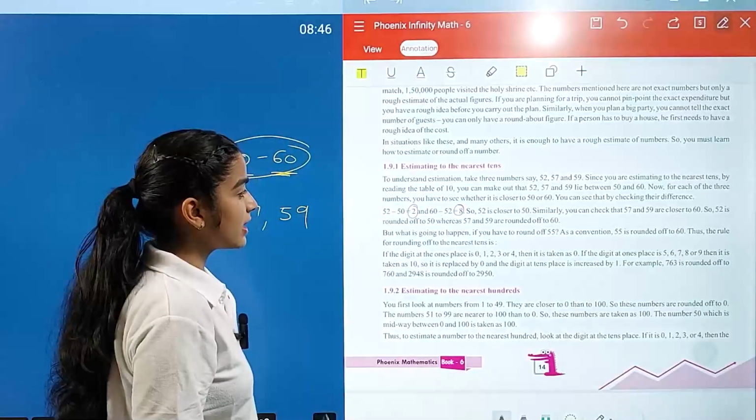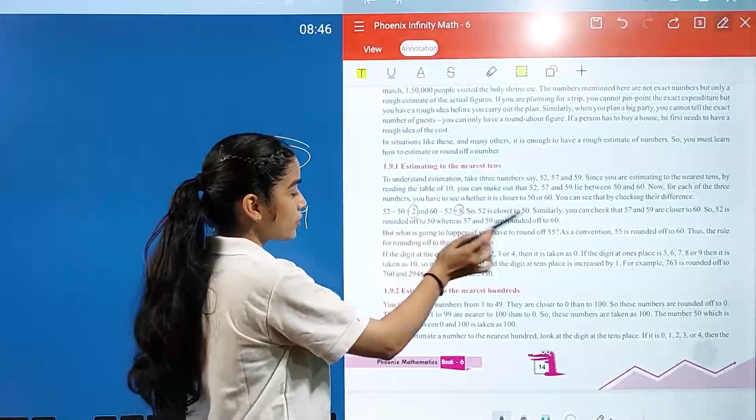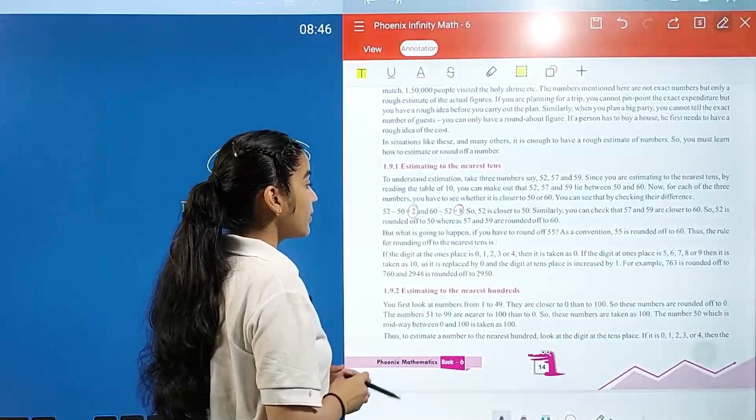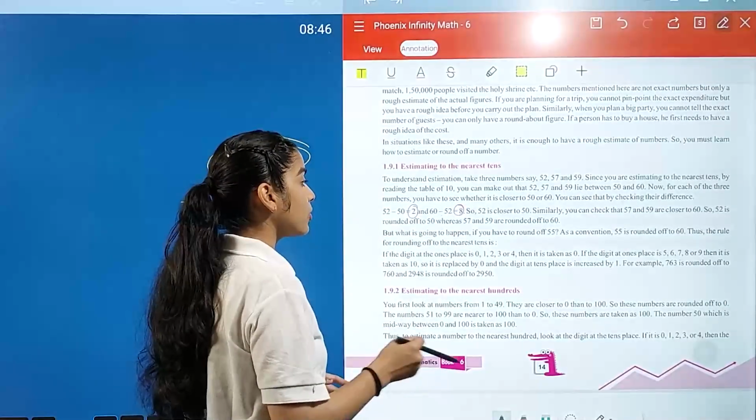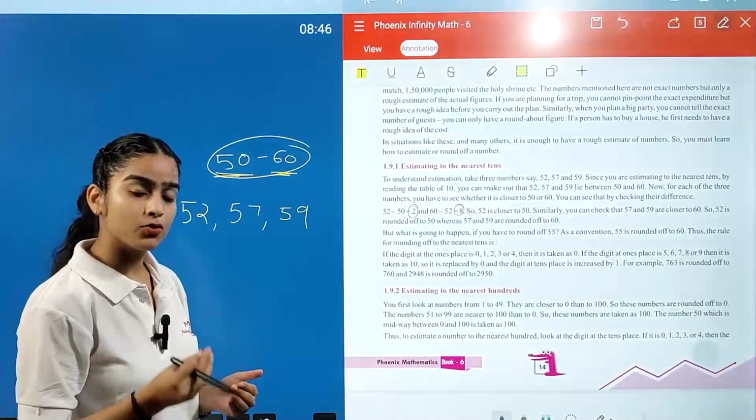Similarly, you can check that 57 and 59 are closer to 60. So 52 is rounded off to 50, whereas 57 and 59 are rounded off to 60. So how can we understand that? How can we estimate to the nearest 10?